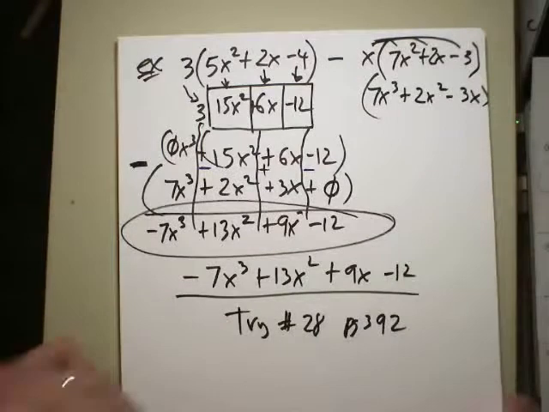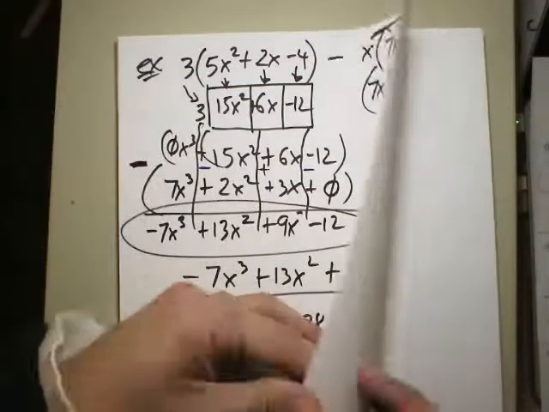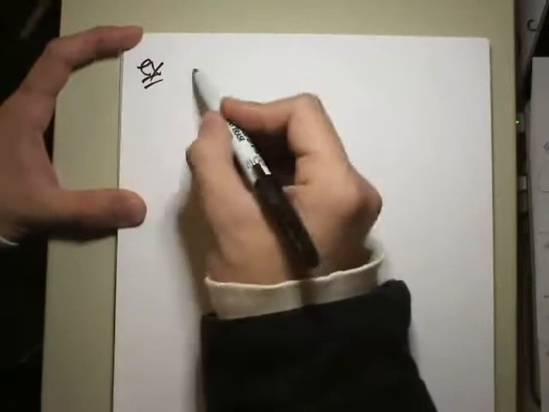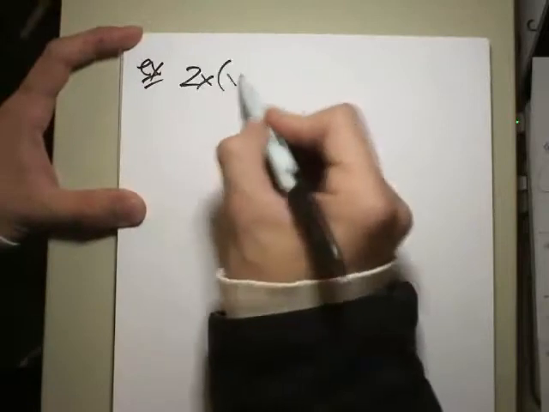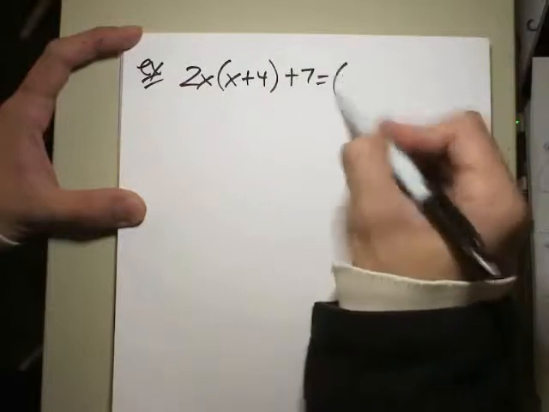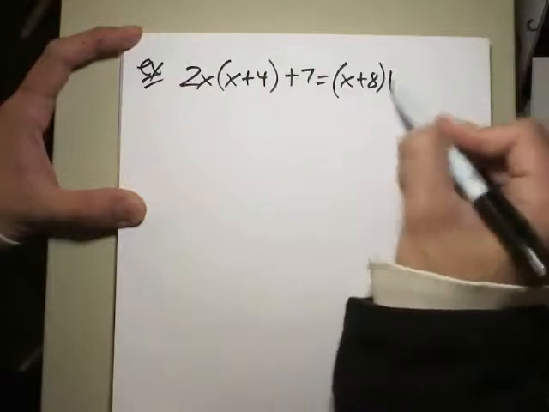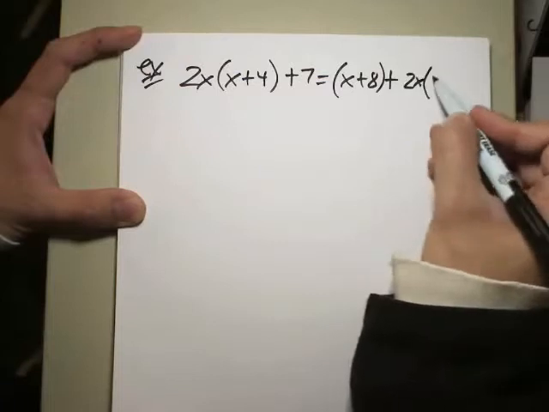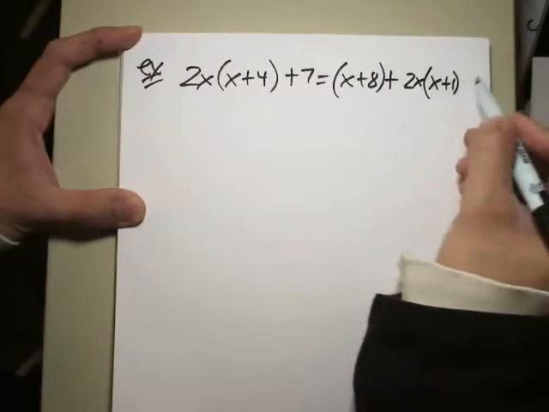Going to the last example, guys. Let's take a look at this one. This is something that can be done rather quickly. You have seen this before, and let's get this down: 2x times (x plus 4) plus 7 equals x plus 8 plus 2x times (x plus 1) plus 12.